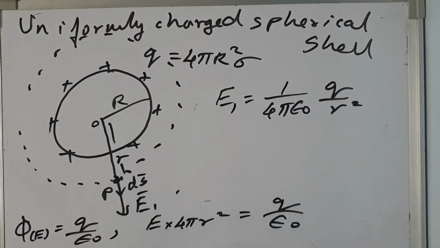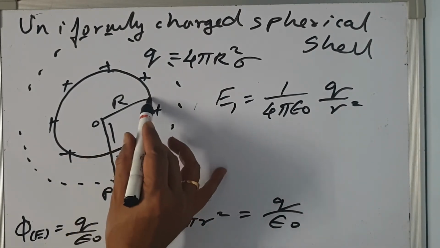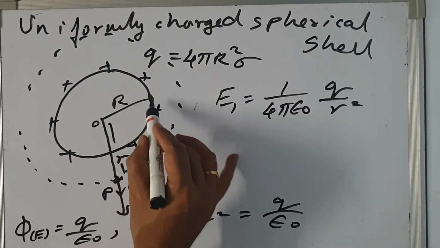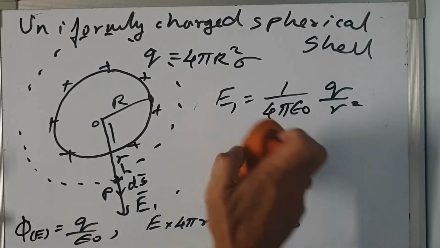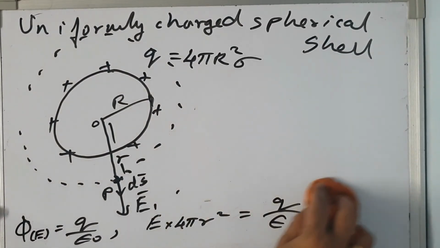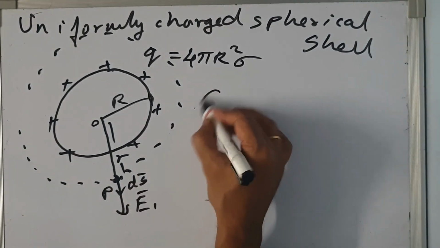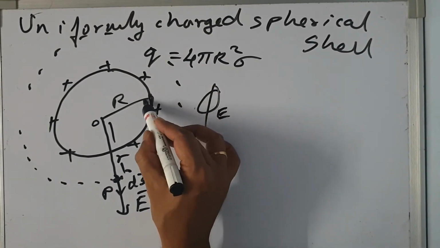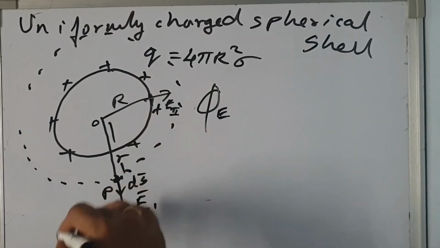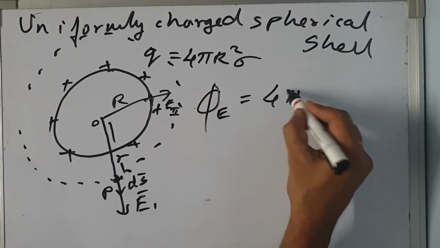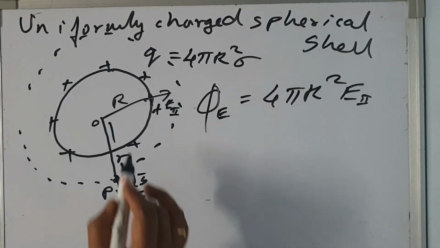Now I want, on the surface, what will be the intensity of electric field on the surface of the spherical shell? So take a Gaussian surface along the surface of the charged spherical shell. What will be the flux over that surface? Let me say E2. Here you can show the same way. It is equal to 4 pi r squared E2 on the surface.